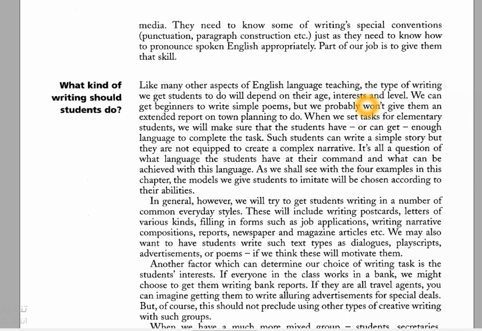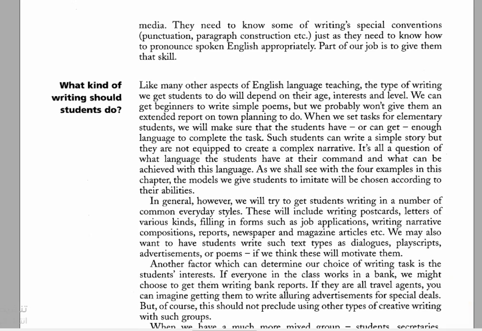In case of age, we have to understand how to start with them. First of all, we need to recognize that there are types of text like dialogues, play scripts, advertisements, or poems. For sure, poems will be too complicated because they have rules, but dialogues can be used in general, and this is very common among students.